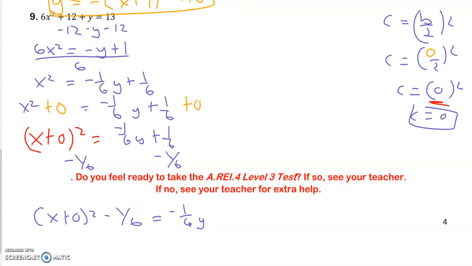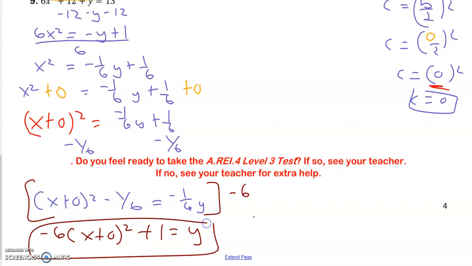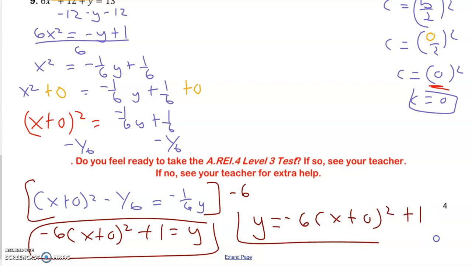Then I am going to multiply everything by a negative 6. So I'm going to get negative 6 (x plus 0) squared plus 1. I said 1 and I wrote 6. Plus 1 equals y. Now, if you don't like it that way, you can always write it this way. And both are the correct answers.